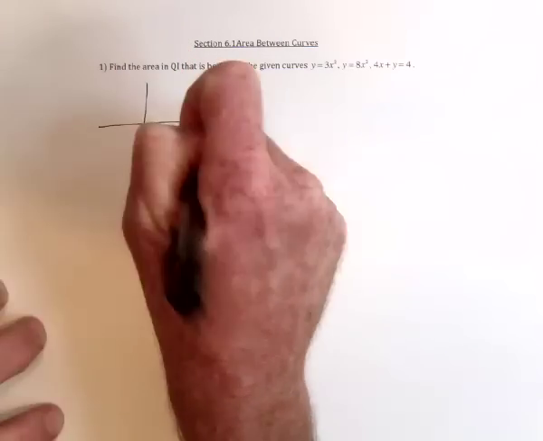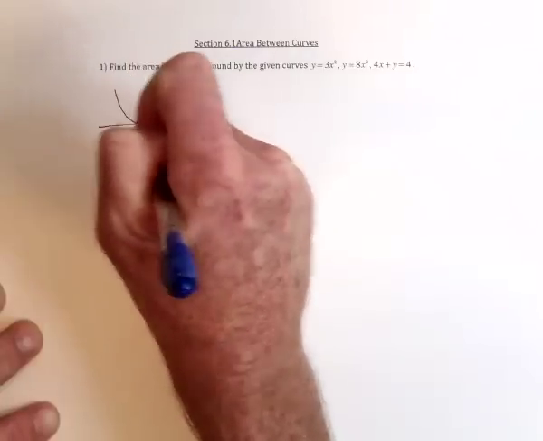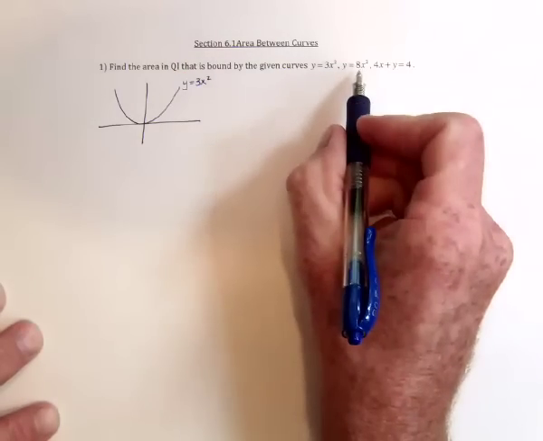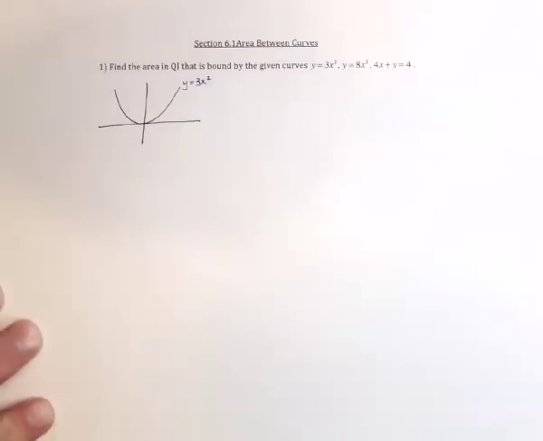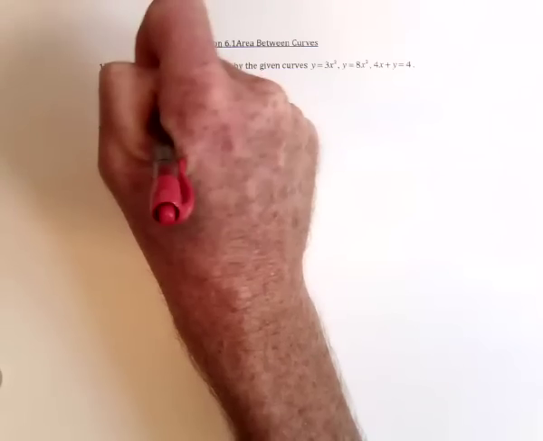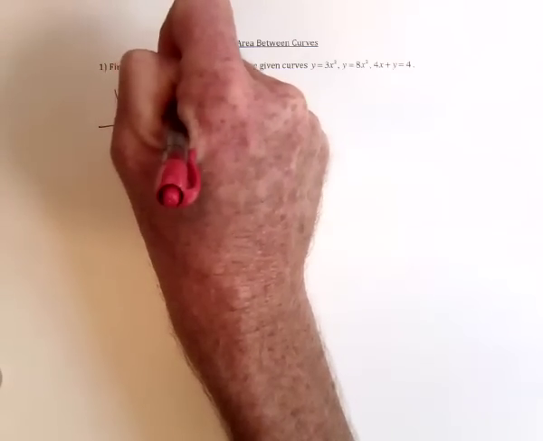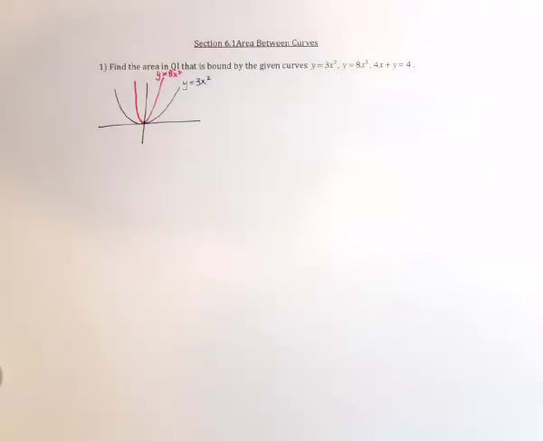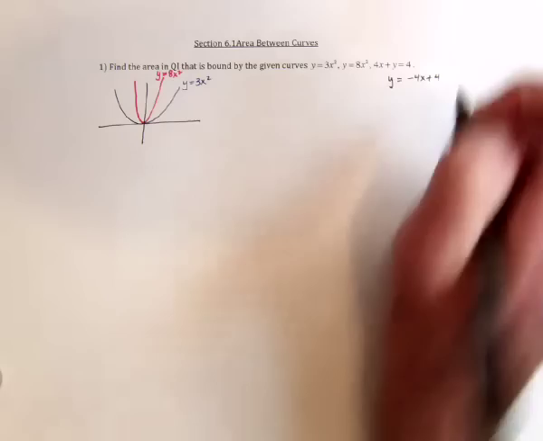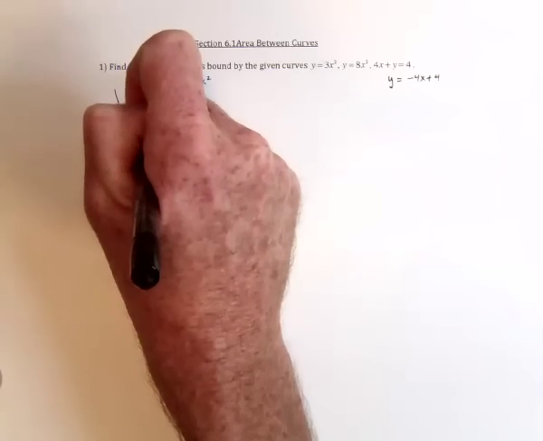So now we're going to be using integrals for different things. For example, in here, finding the area between curves. So this is a parabola. This is a taller parabola. And then this one is a line. So it would be y equals negative 4x plus 4. So it's crossing the y-axis at 4.